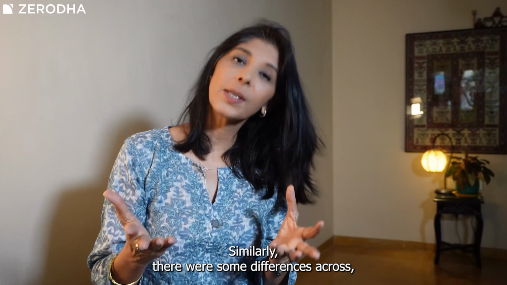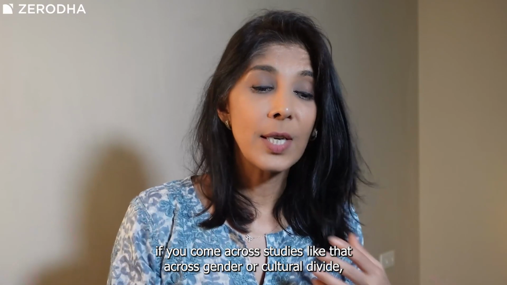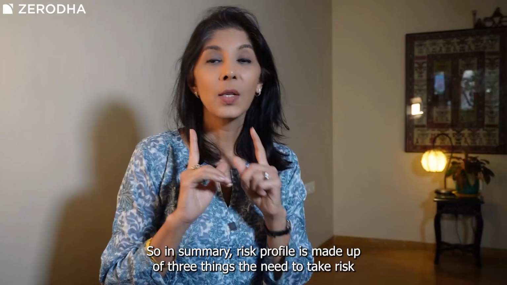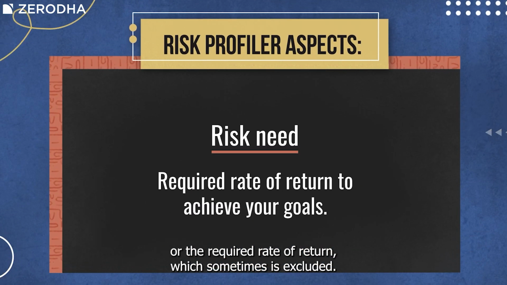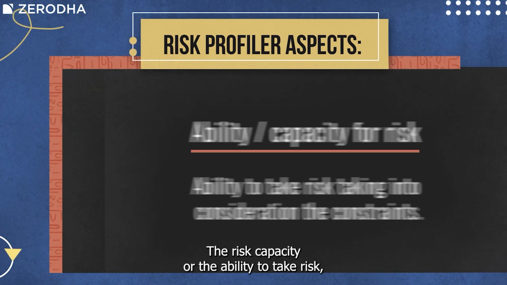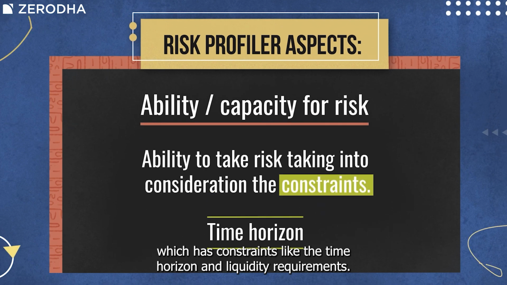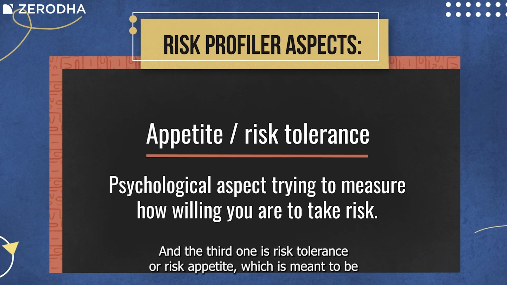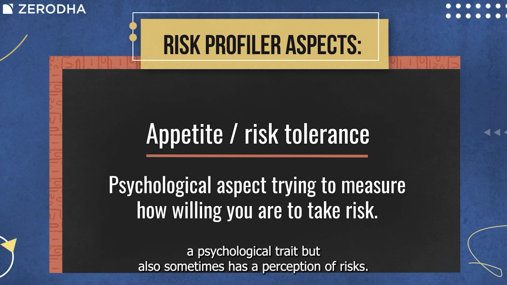Similarly, there were some differences across cultural and other aspects. So similarly, if you come across studies like that across gender or cultural divide, it is worthwhile looking deeper into why those differences exist. So in summary, risk profile is made up of three things: the need to take risk or the required rate of return, which sometimes is excluded; the risk capacity or the ability to take risk, which has constraints like the time horizon and liquidity requirements; and the third one is risk tolerance or risk appetite, which is meant to be a psychological trait, but also sometimes has our perception of risks.